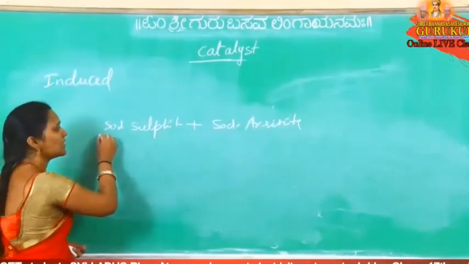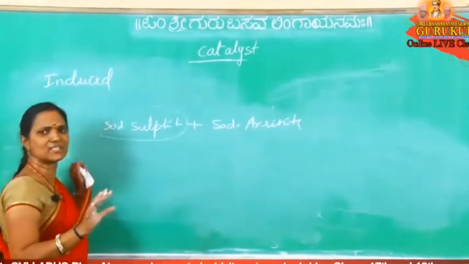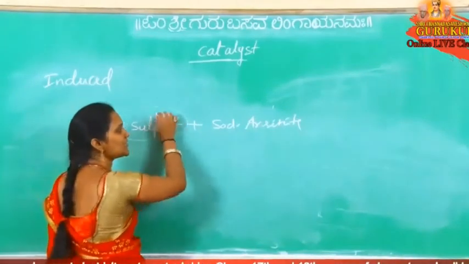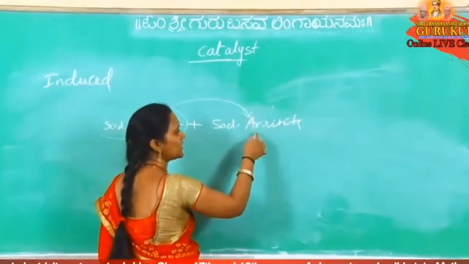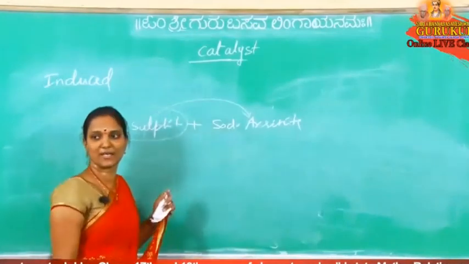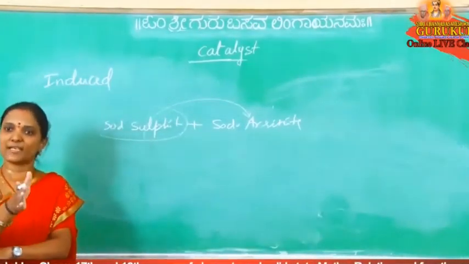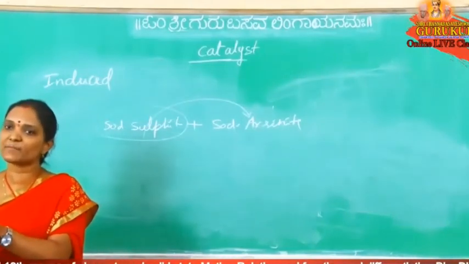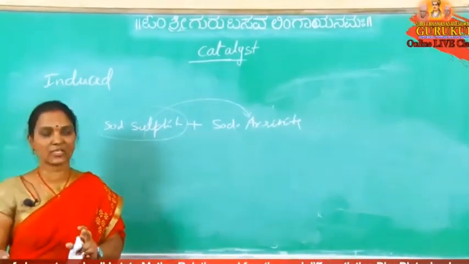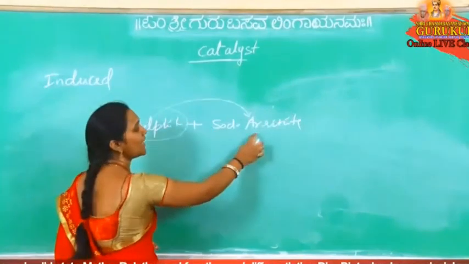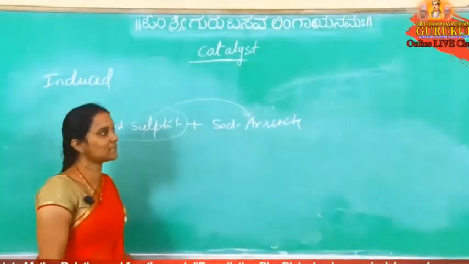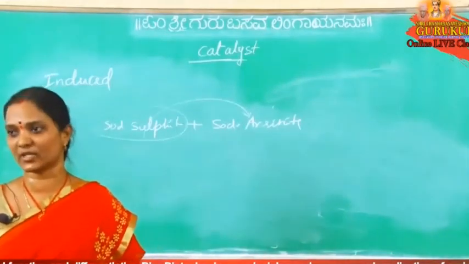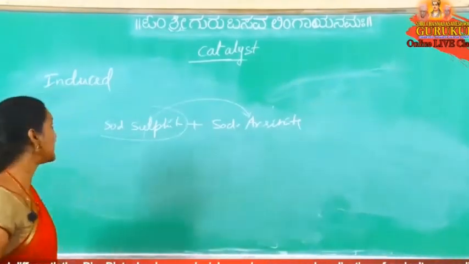Now this one does not act as a simple catalyst. This one also undergoes oxidation. So it induces the oxidation reactivity of this sodium arsenite. One substance is added to another substance that is not involved in the reaction, but in the presence of this substance both are involved in the reaction. So it induces reactivity of the sodium arsenite. This type of reaction is the induced catalytic reaction.